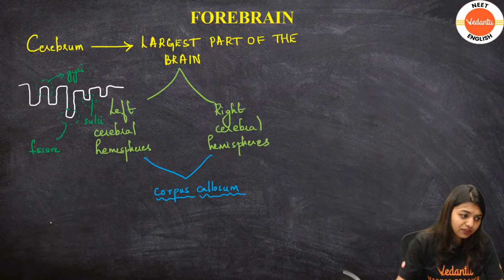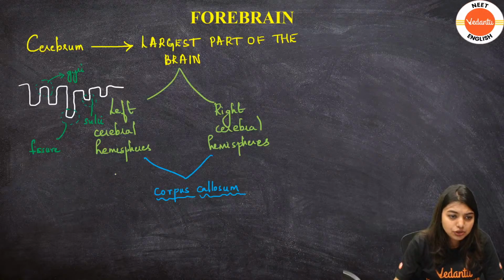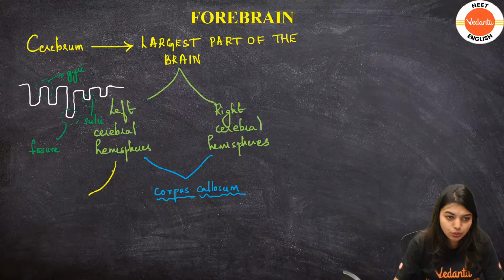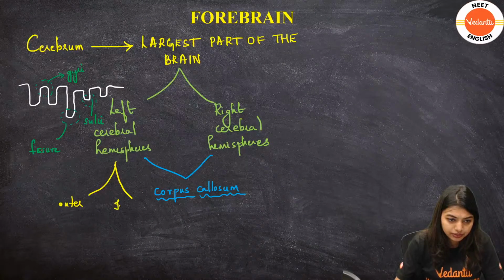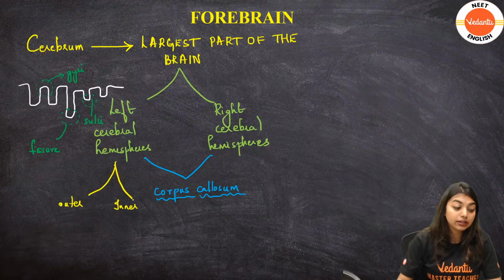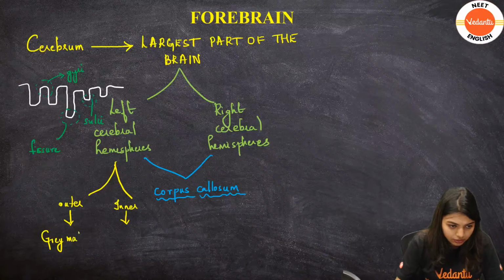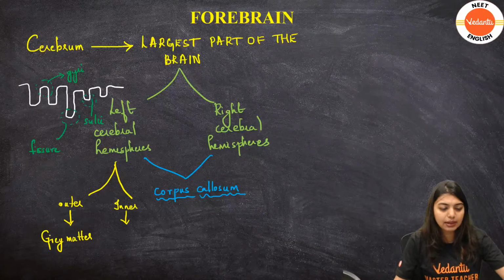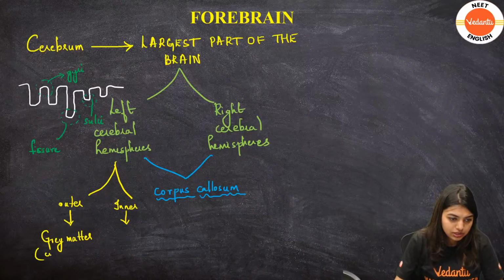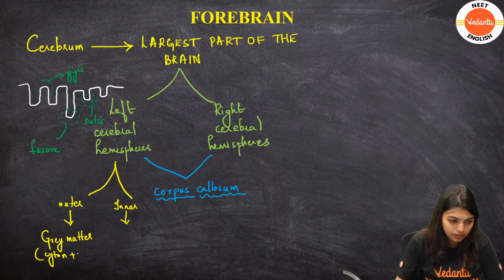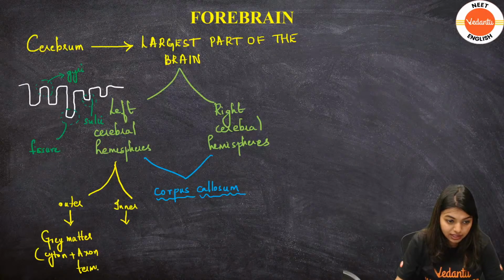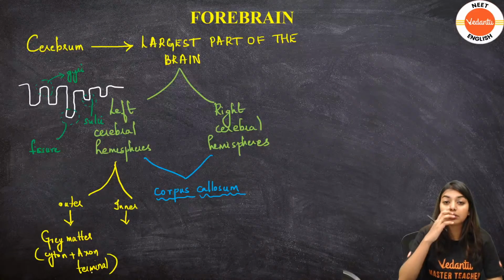Okay, fine. Cerebral hemispheres is clear. Now students, this cerebral hemisphere has two parts again. They have an outer and an inner region, right? Now this outer region is made up of gray matter. Now you'll be like, ma'am, what is gray matter? Students, gray matter is basically your cyton plus axon terminal. Be very careful. I'm not telling axon, I'm telling axon terminal, right?